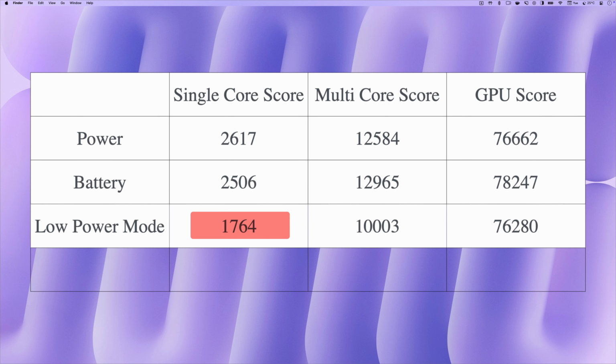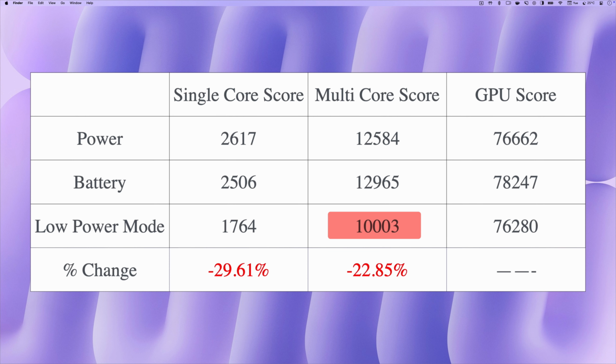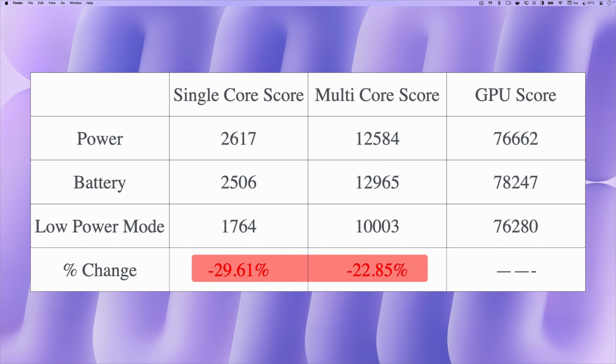The CPU's single-core score decreases by 742, which is almost 30%, and the multi-core score drops by 2962 or 23%. So you are losing anywhere between 20 to 30% performance depending upon your workload. The GPU scores remain unaffected, which is consistent with Apple's claim that low power mode only reduces the CPU performance. All these tests mean is that you should only use low power mode when you need the extra juice. In all other cases, you should keep it turned off to get the best performance.